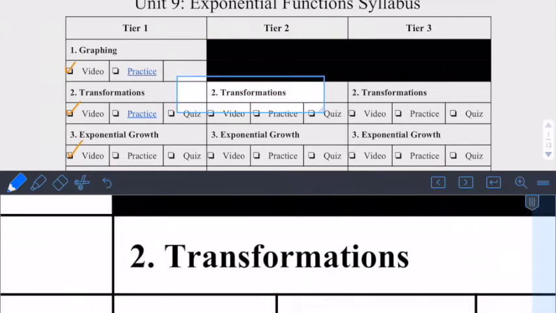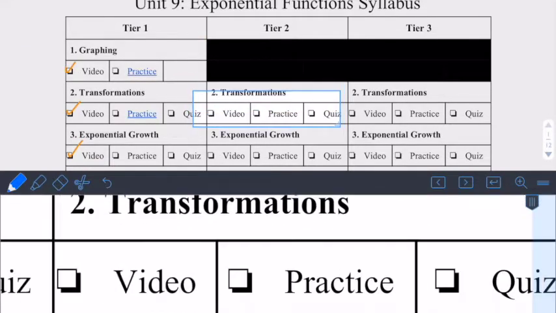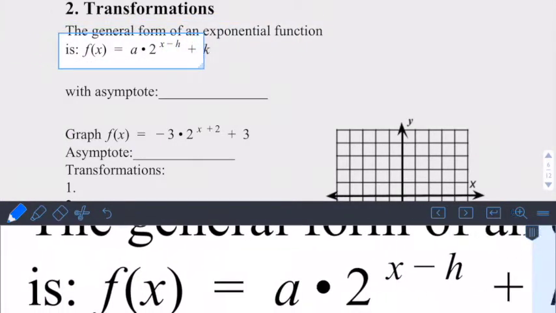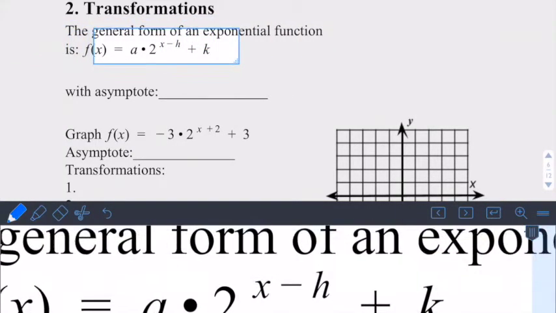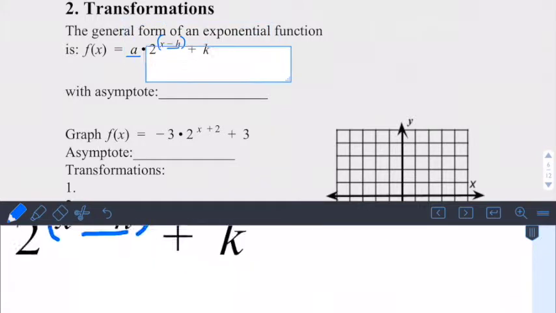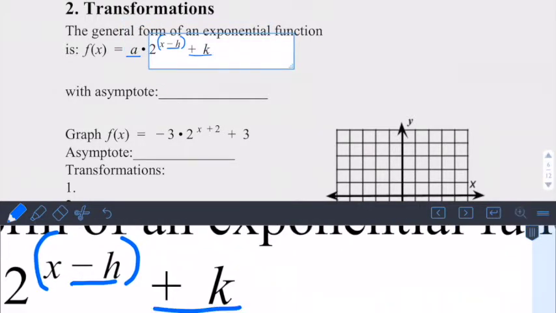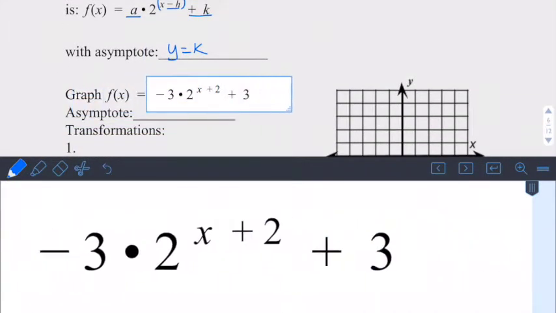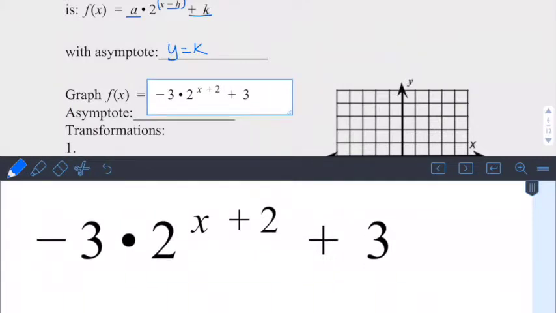This is Tier 2, Lesson 2 on transformations. So the general form of an exponential function is f of x equals a times b to the x minus h, remember that's inside, and then plus k, which is our vertical shift. With the asymptote y equals k. Remember we learned that from Tier 1. So what we're going to do is graph this function and do the transformations.